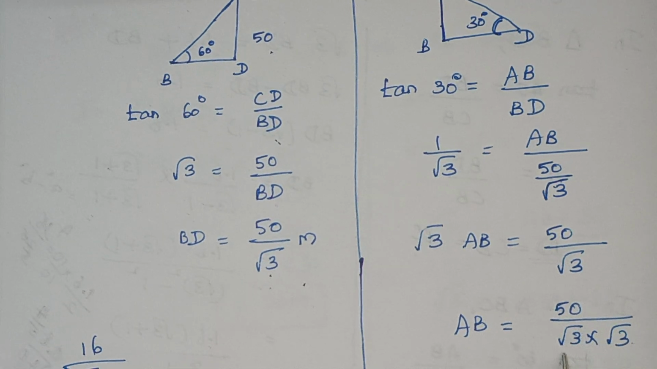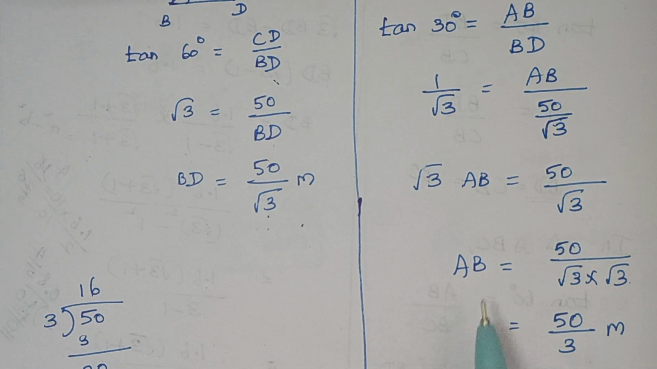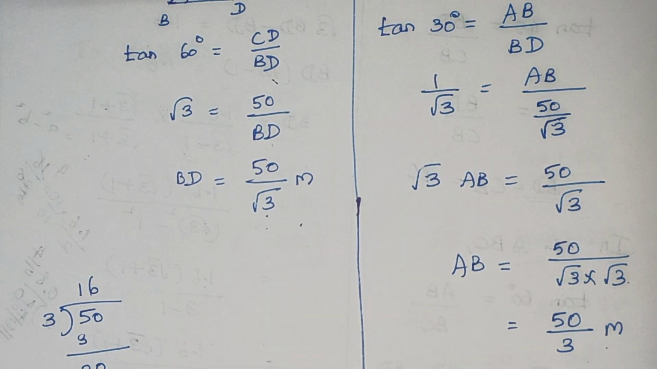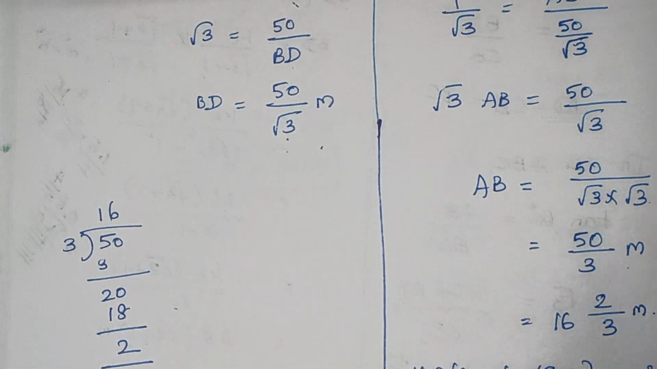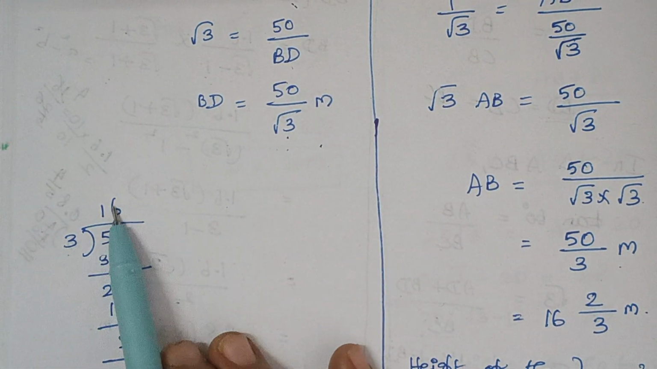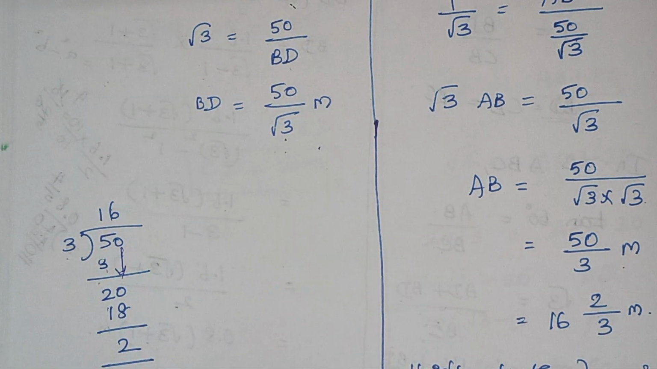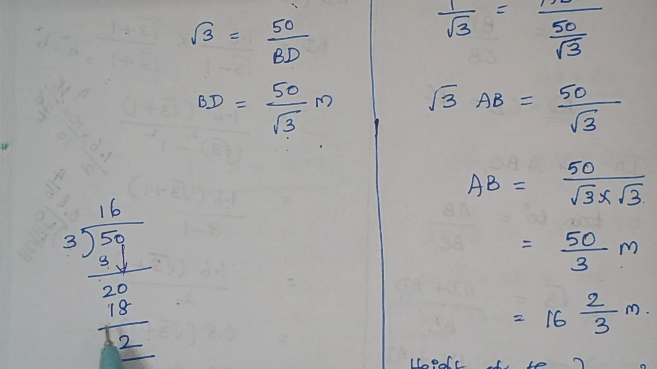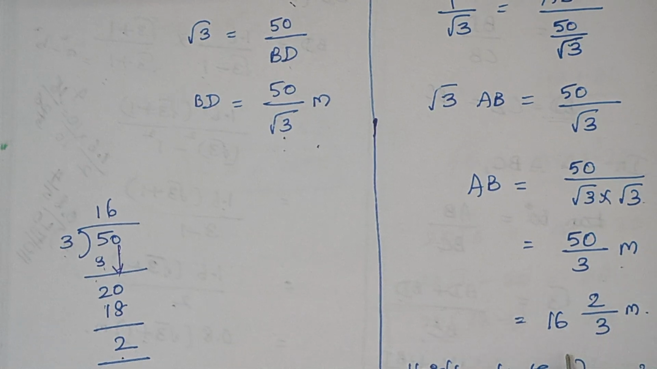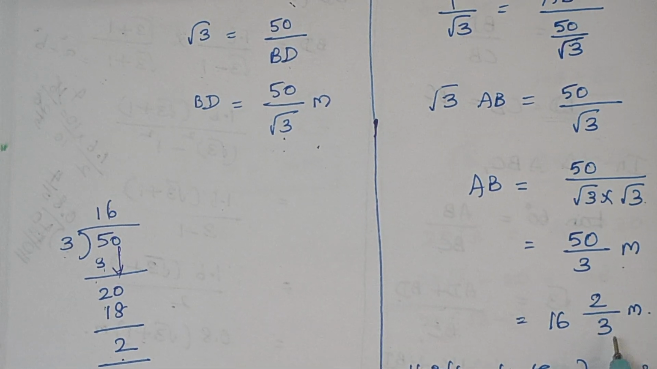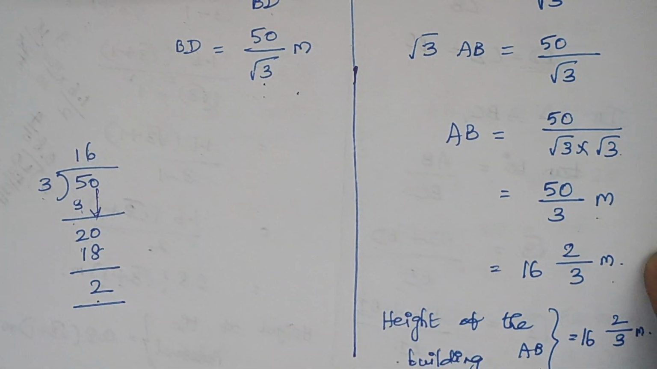So 50 by root 3 into root 3 is nothing but 3. So 50 by root 3 meter. This is the value of AB. If you want to simplify further, you can divide like this. 50 divided by 3. 1 3 is 3, so 5 minus 3 is 2 and you bring down this 0. So 20. 6 3s are 18 and the remainder is 2. So here you can write it in the form of mixed fractions, that is 16 into 2 by 3 meter. So height of the building AB is 16 2 by 3 meters.